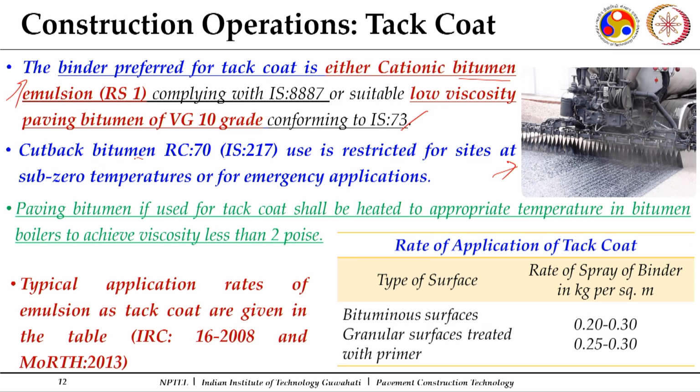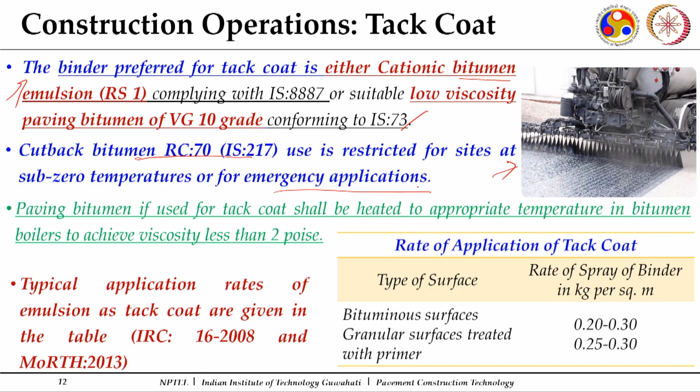Or a cutback bitumen, specifically the RC 70 grade, is recommended for certain locations, mainly when you have sub-zero temperatures or some emergency applications. So, there only the rapid curing cutback is recommended, otherwise it is not recommended.